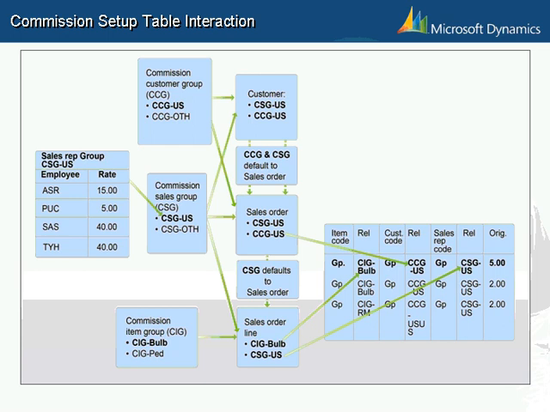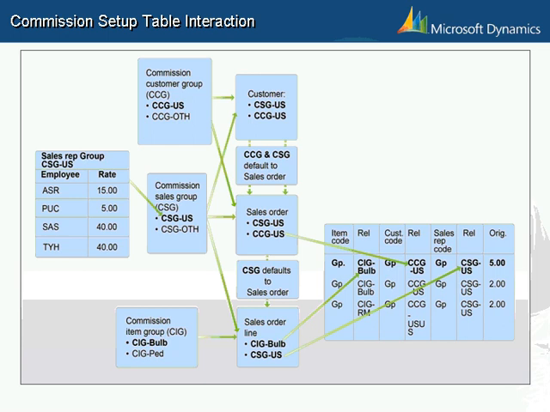So in the middle you see the same commission sales group. After that, you assign the commission customer group to the customer, and the commission item group to the item. In the sales order, the system searches for the customer, for the item, for the group, and based on the commission calculation table, finds the relation, generates the commission amount, and based on commission postings, the system finds a ledger account for debit and credit transactions.